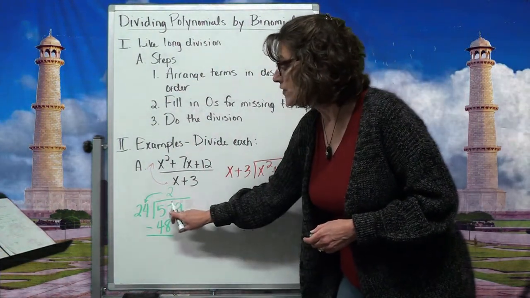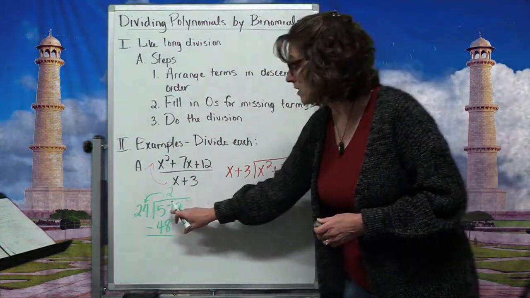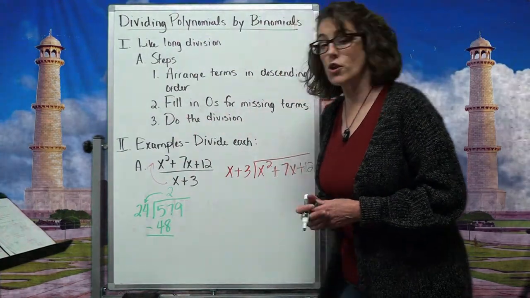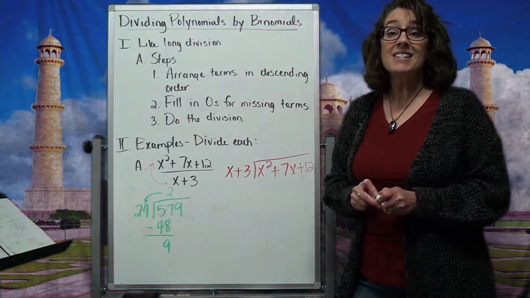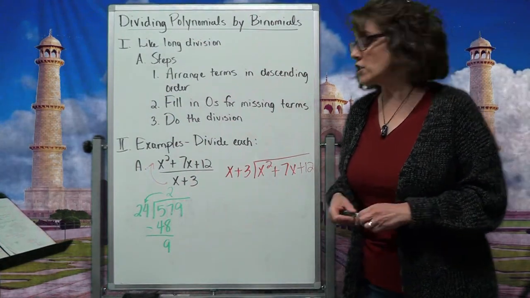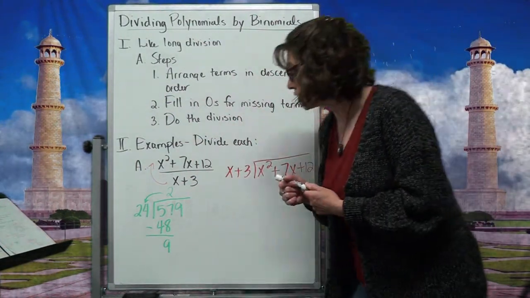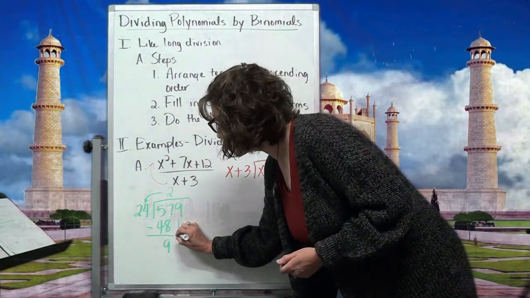So we'll take our 57, not the 579, but the 57, and subtract 48. And when we do, we get a 9. The next step in elementary school long division is to bring down the next digit. So this 9 that's back here will come down.